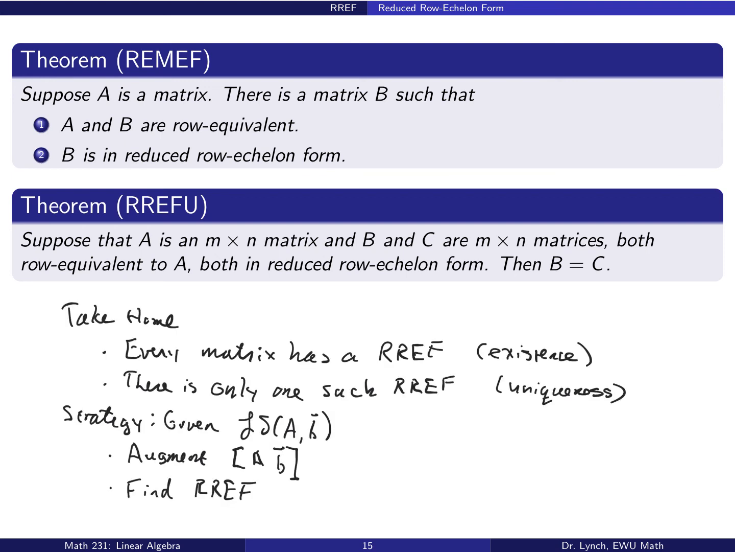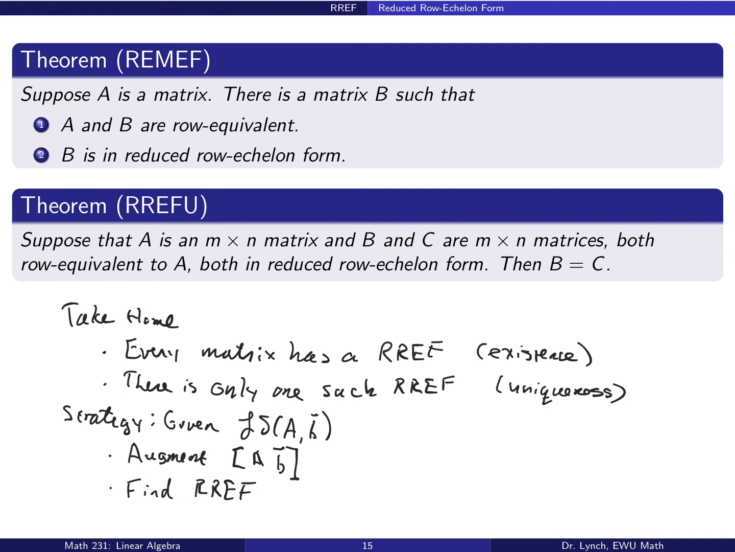So again, this first theorem is that every matrix has a reduced row echelon form. That's a statement of existence. And the second theorem is a statement of uniqueness, right? There's only one such reduced row echelon form. This is super special. As it turns out, mathematicians are often interested in existence and uniqueness, and it gives us a strategy for identifying the solution of a system of linear equations.